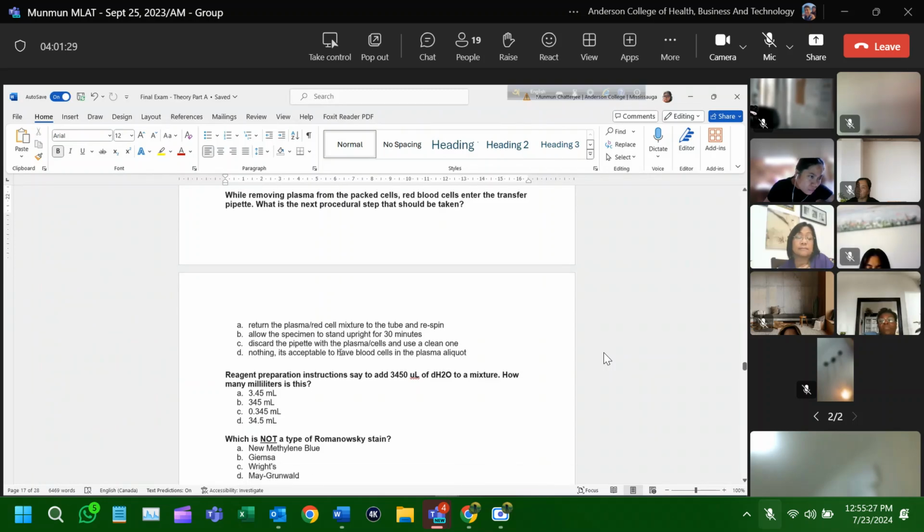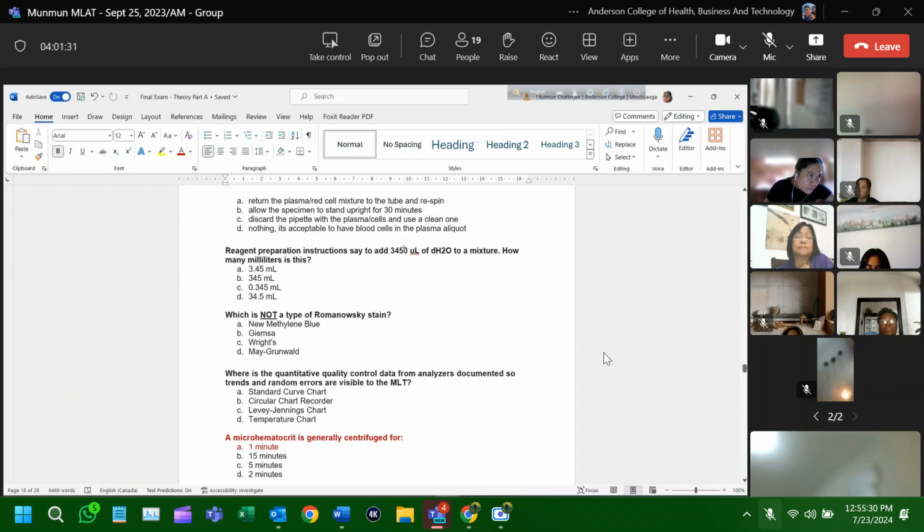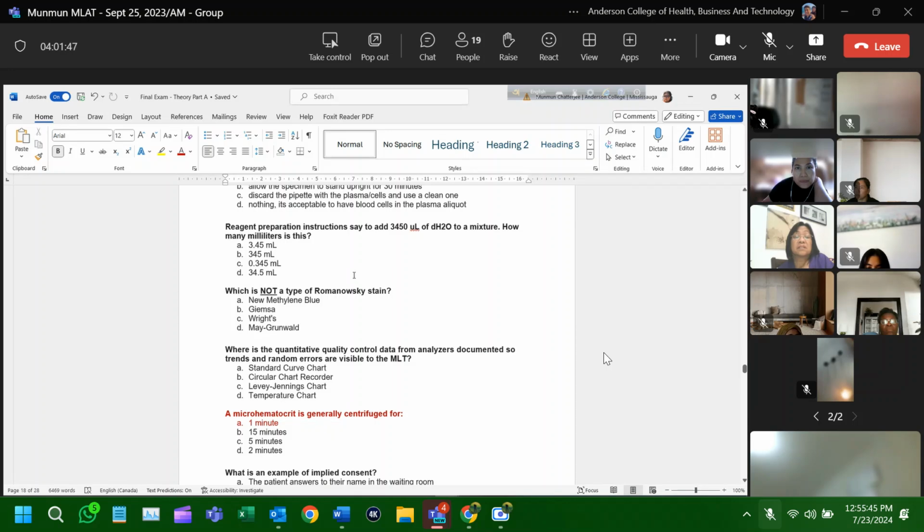Okay. Reagent preparation instructions say add 3450 microliters of distilled water to a mixture. How many milliliters is this? 3.45 milliliters. 1 ml is 1,000 microliters, so 3.45. That's right. You guys sure? Yes, ma'am.